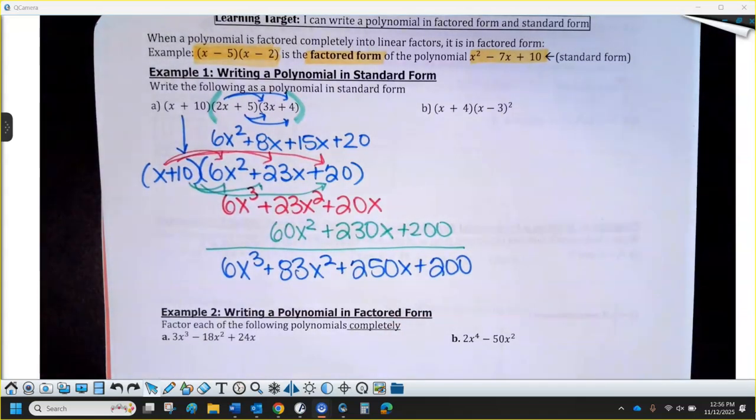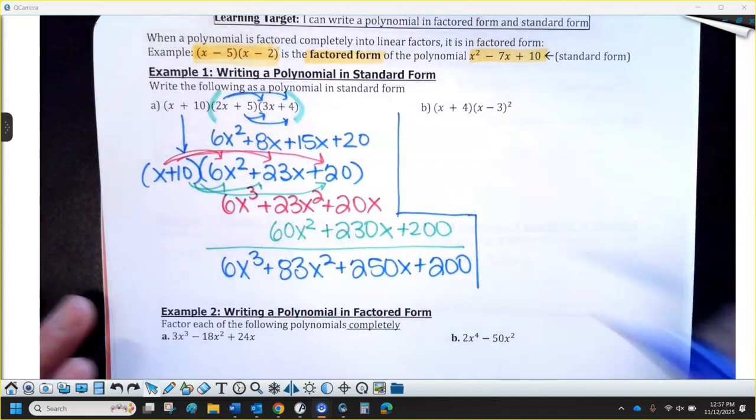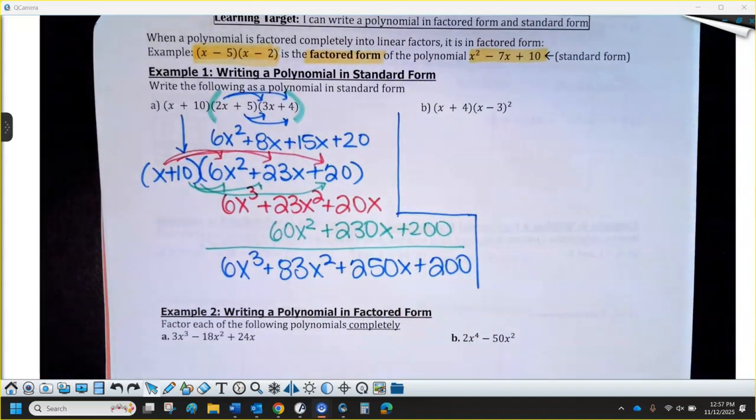If you want to name that, you don't have to, but that's going to be a cubic polynomial with 4 terms in it. Is anybody having a question?